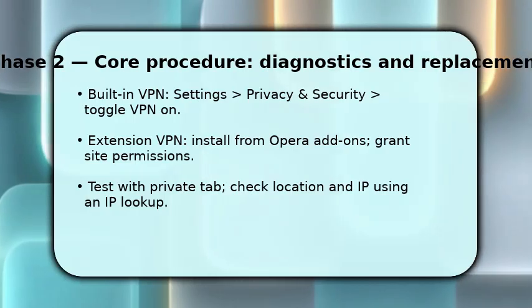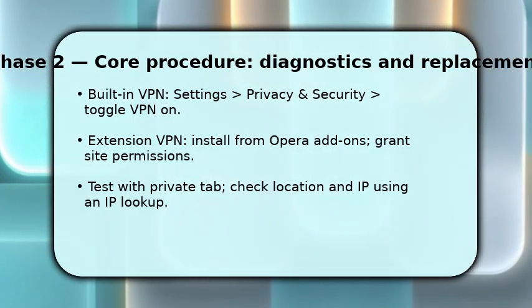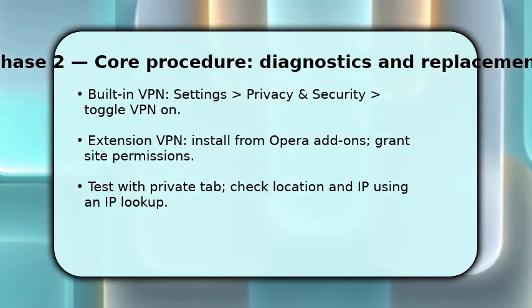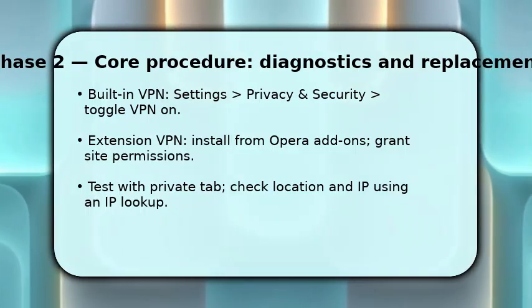Connect to a server or select a region, then open a private tab and load an IP check site to confirm your IP and region changed. This verifies the tunnel and avoids cache artifacts.